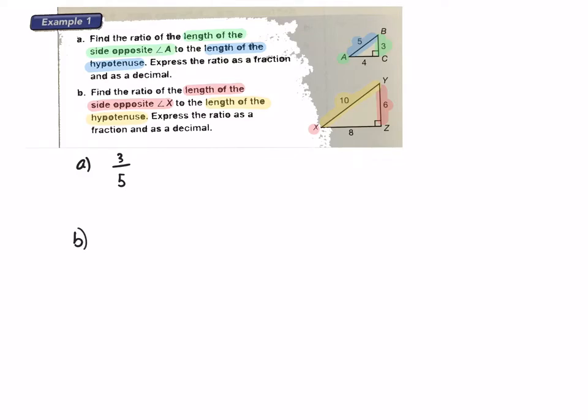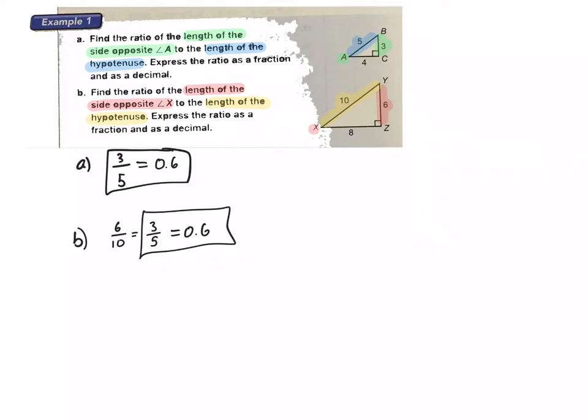For B, it says find the length of the side opposite of X. Here's angle X. Here's the side opposite that, to the length of the hypotenuse. The hypotenuse is across from the right angle over here. So then that is going to be 6 over 10, which of course we want to reduce down to 3/5. It says express the ratio as a fraction and as a decimal. So there's the fraction, and for the decimal, 3 divided by 5 is 0.6. You do that on a calculator or by long division, either way. And so this is going to be our answers for A and B.